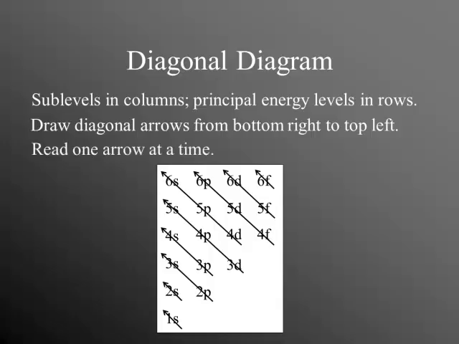Now you read 1 arrow at a time to know the orbital order. The first arrow at the bottom shows 1s. The next arrow shows 2s. The next arrow shows 2p, followed by 3s, and so on. This method is functional, but a little cumbersome to use.